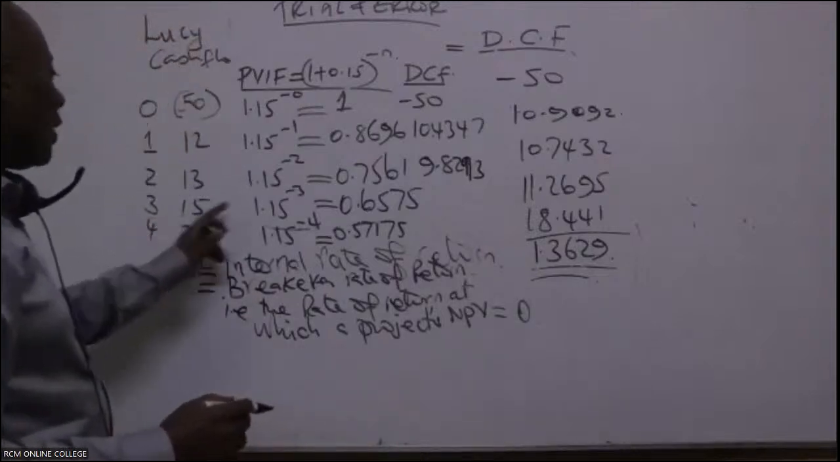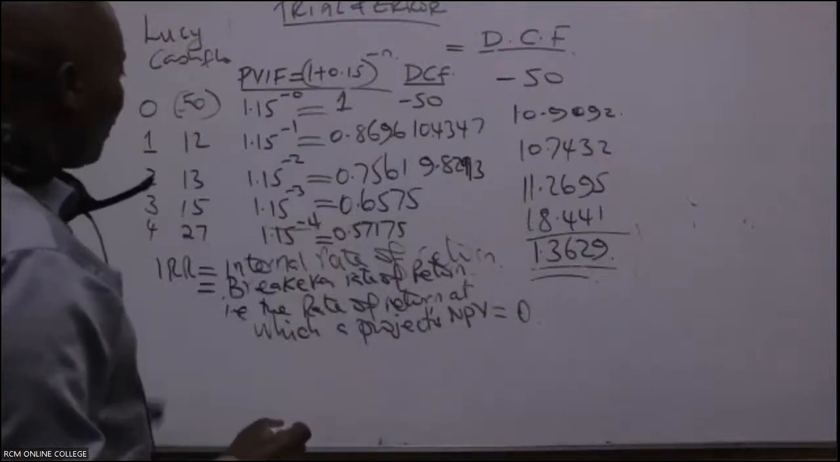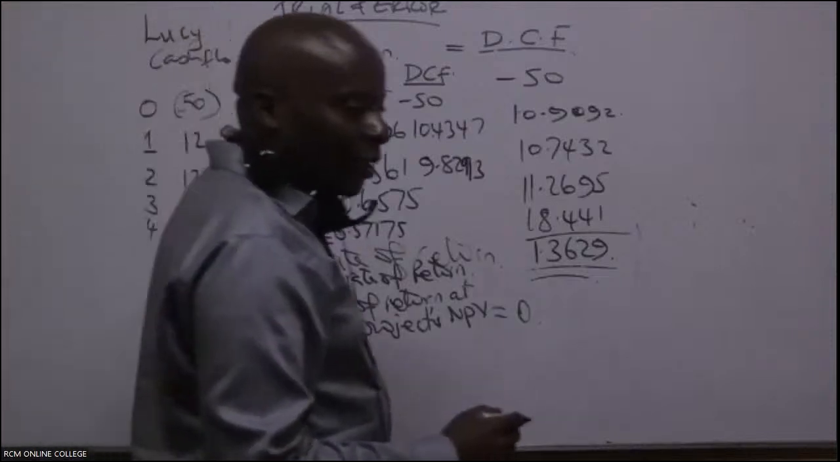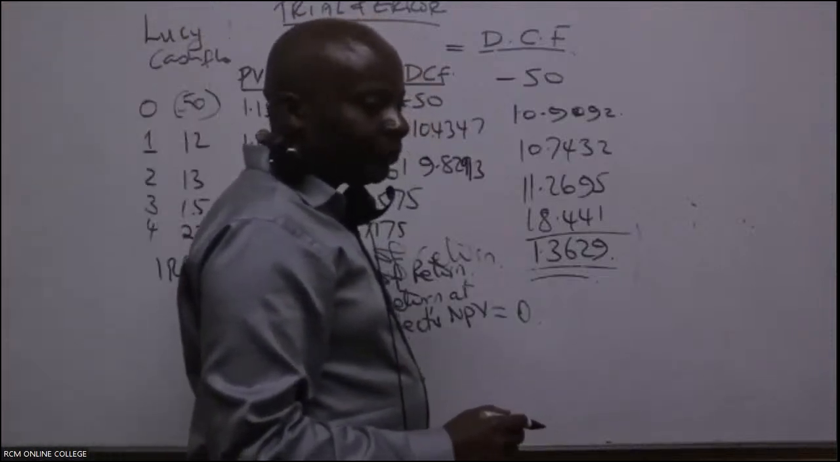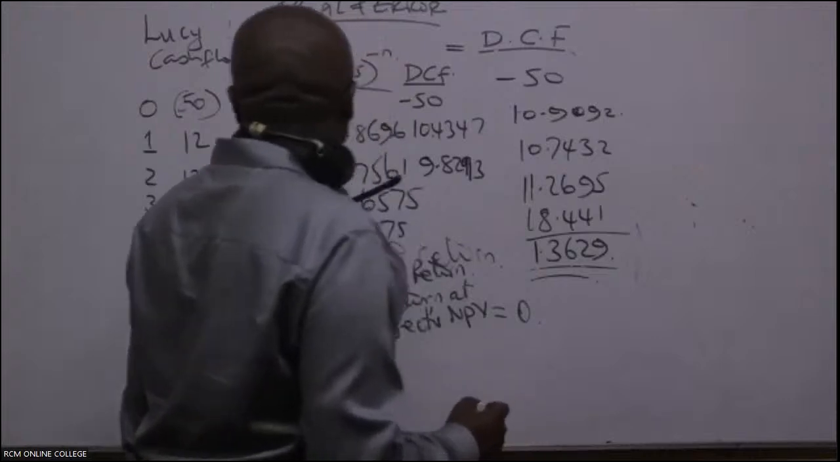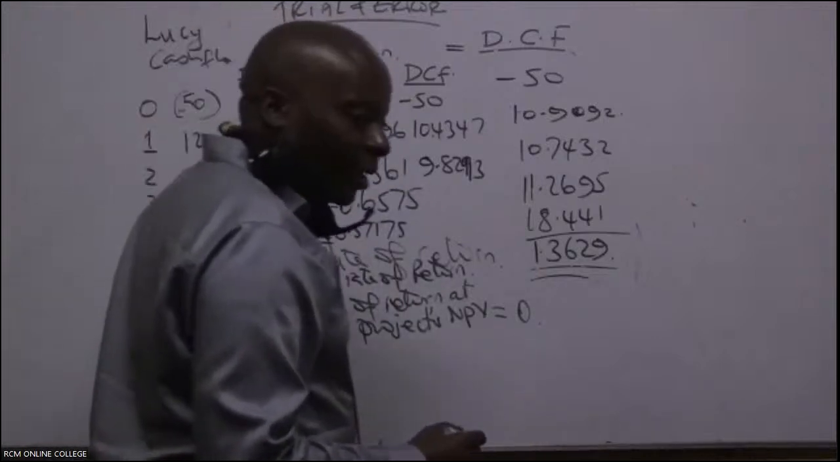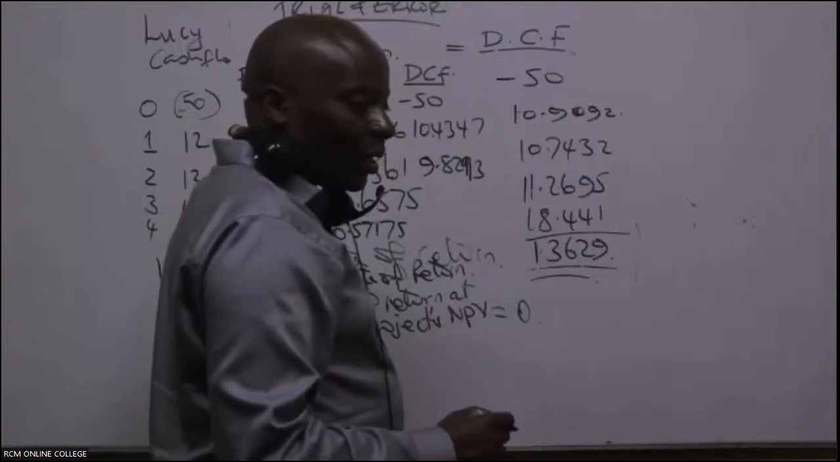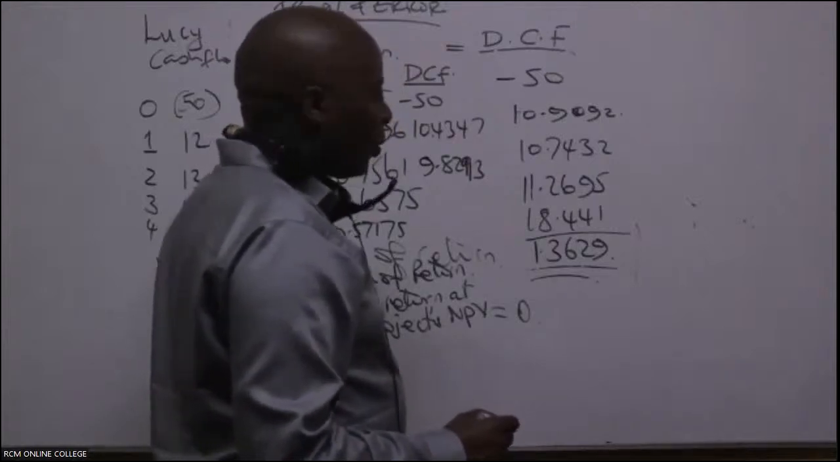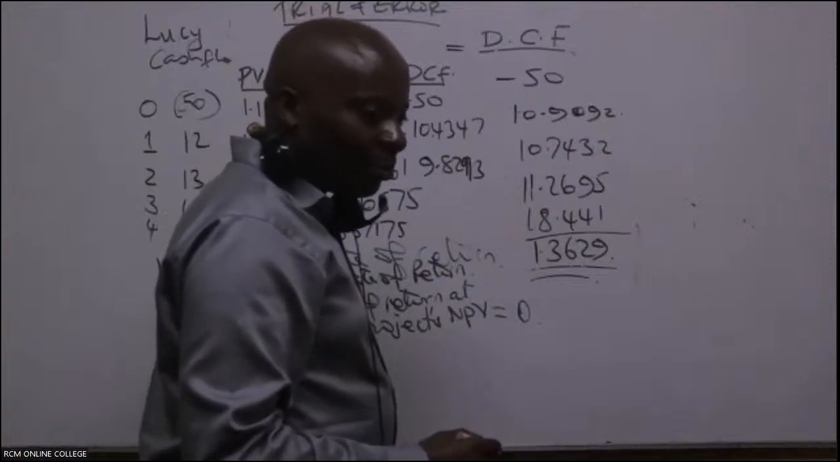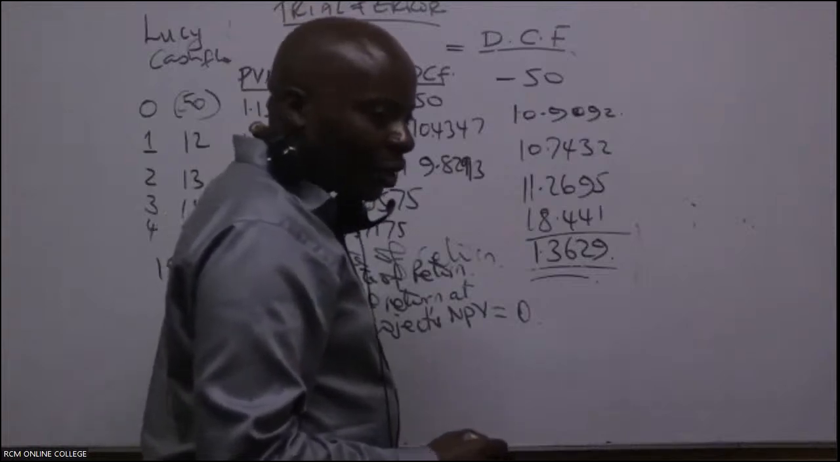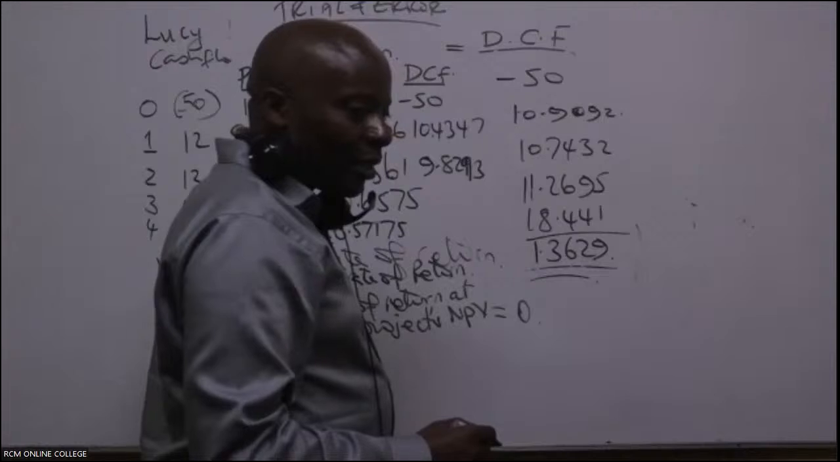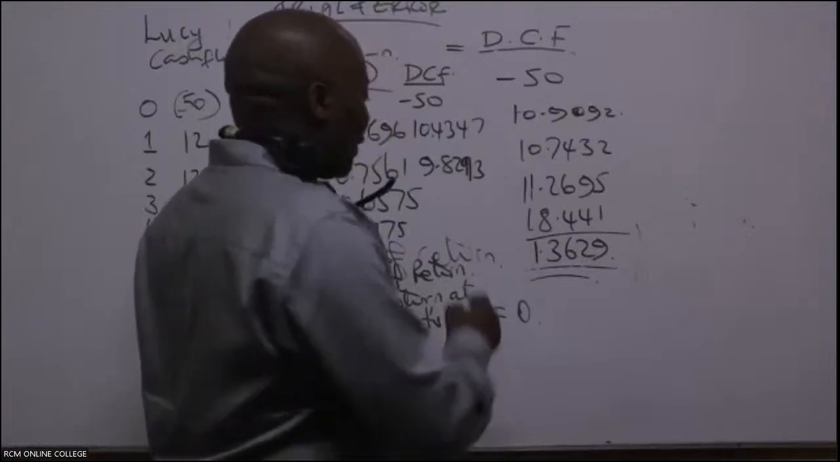Third year, we have 15 times this discounting factor. What do we have here? Now the fourth year. We're almost there. 9.8625.